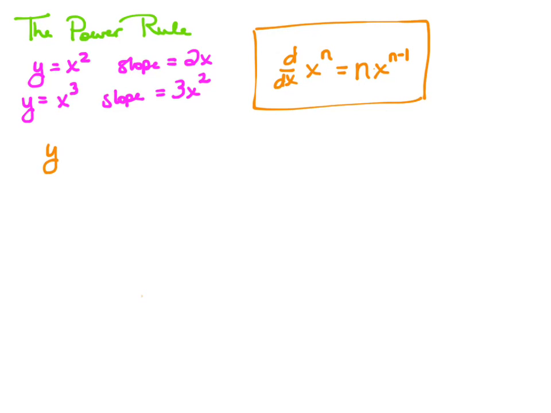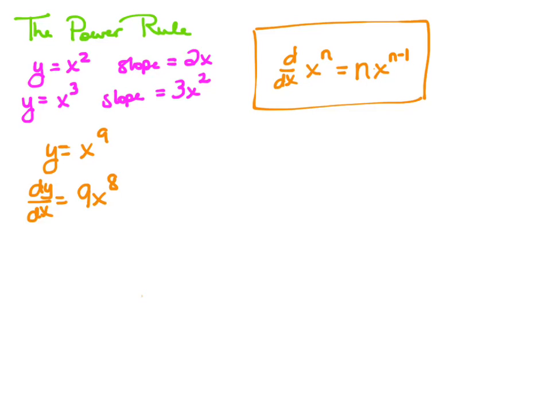Let's say that I have y is equal to x to the 9th. Then my derivative would be 9, my exponent comes to the front, it becomes a coefficient on x, and then I reduce the exponent by 1. 9 minus 1 is 8. And so my derivative is 9x to the 8th.